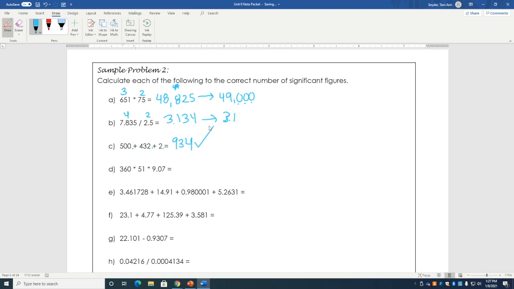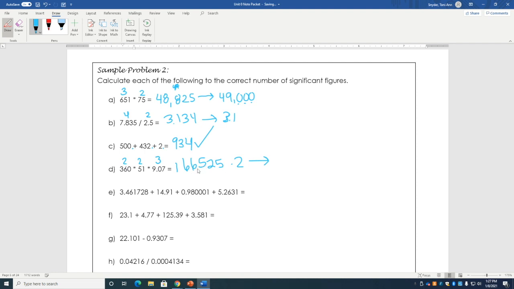We'll do D and E. So 360 times 51 times 9.07. Calculator gives me this ridiculous number, 166,525.2. I'm multiplying, so I do have to consider how many total significant figures are in each of these numbers. 360 has 2. That 0 is insignificant because there's no decimal at the end. 51 has 2, and 9.07 has 3. Therefore, we have to round our answer so it has 2 significant figures, the lowest amount.